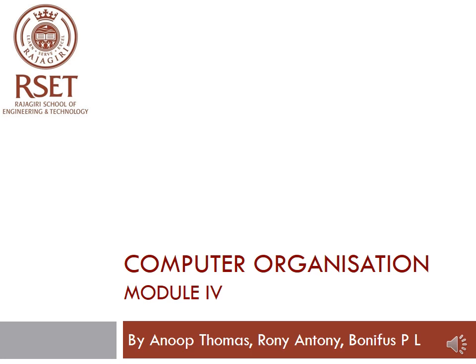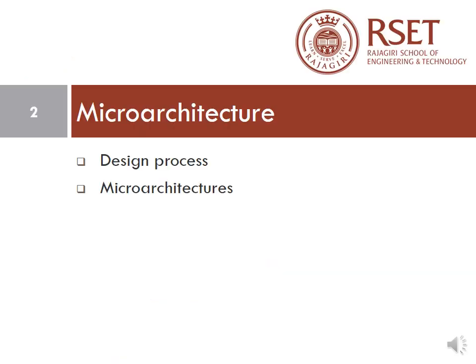In Modules 1 to 3, we have already learned about the basics of computer organization, considering MIPS as an example architecture. In Module 4, we will be learning to implement the architecture using different hardware blocks, which is technically known as microarchitecture. The two major topics discussed in this module are the microarchitecture design process and the different types of MIPS microarchitectures.